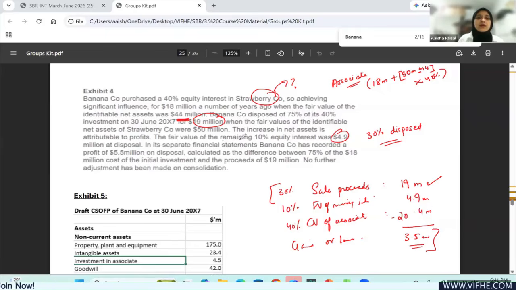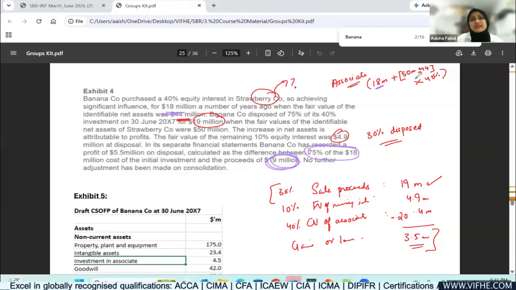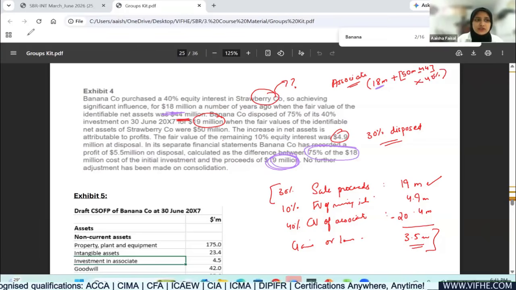Now, what they did in their single entity statement is a very simple calculation. They compared the 19 million proceeds, which we also took, with 75% of 18 million, the cost. Can you see the original cost was 18 million? They're just comparing it with 75% of the original cost. They're not even considering the share of profit that it earned, because that's fine. In single entity, they are allowed to take it at cost. They can elect to record it at cost. So it's okay. In single entity, it's not wrong.